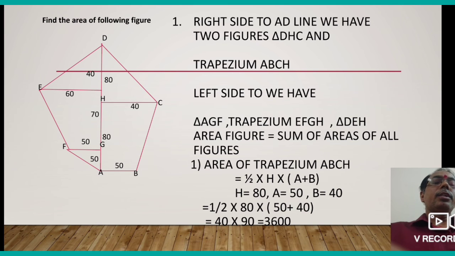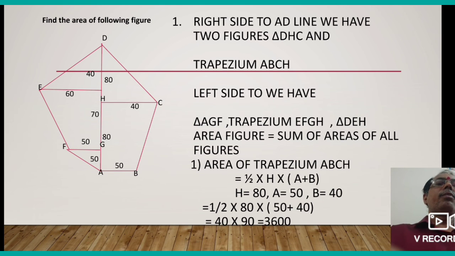That is, H value is 80, the distance between the parallel sides, and the lengths are A equal to 50 and B equal to 40. Those two are the actual measurements. Actually 50 is that side, 40 is this side. Okay, no problem. So while making it in your notebook, just write it correctly. So HC is 50 and AB is 40. Okay, children.